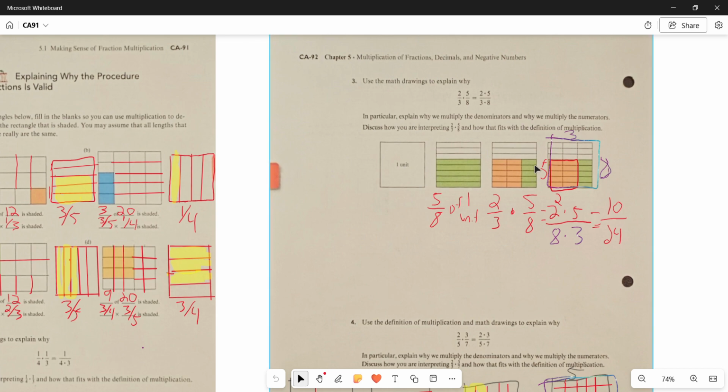This box here represents 2/3 of that 5/8 chunk. So we have 2/3 filled in of the 5/8 chunk. So then when you put them on top of each other, you end up with essentially 10 of a grand total of 24 spaces, so 10/24.